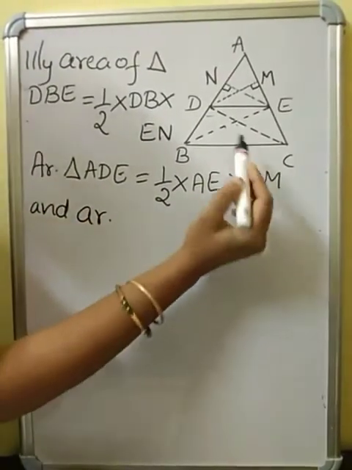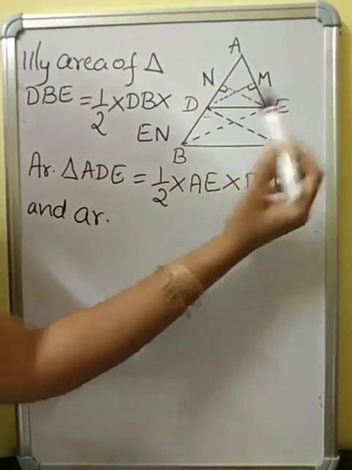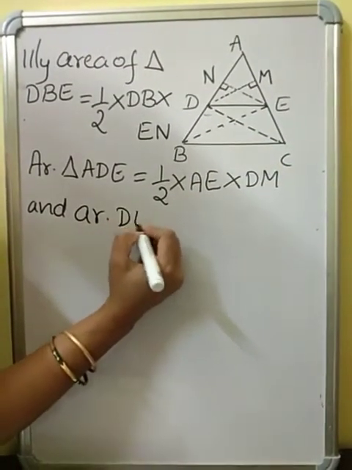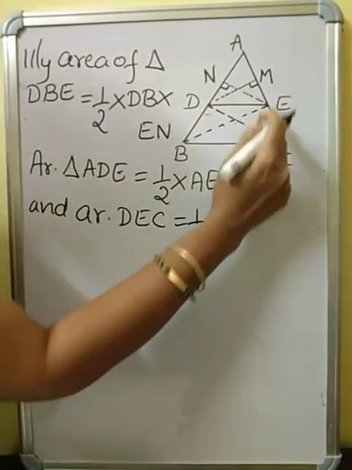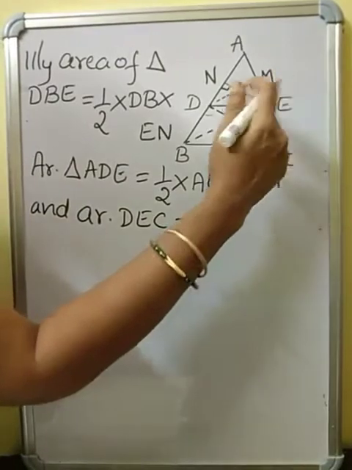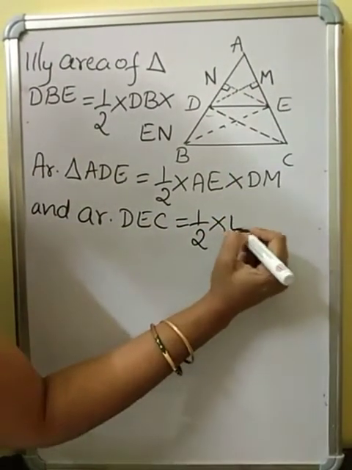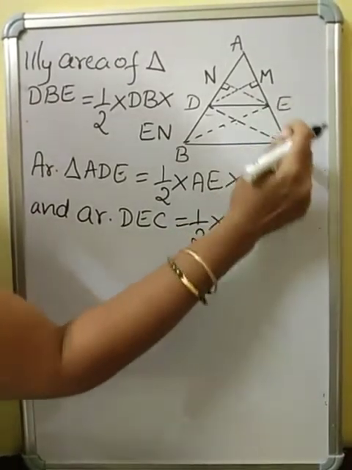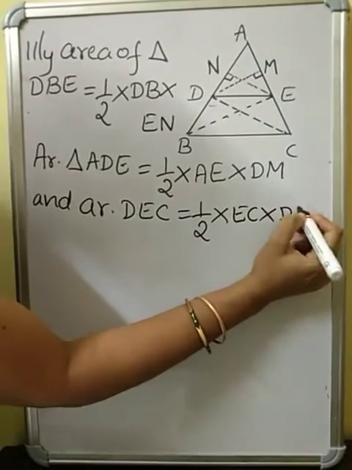And area of DEC. That time I have taken BDE. Now area of DEC, again half into base into height. Now which is the base, which is the height over here? That is half into EC. I am taking as the base. If EC is the base, which is the height over here? That is DM.